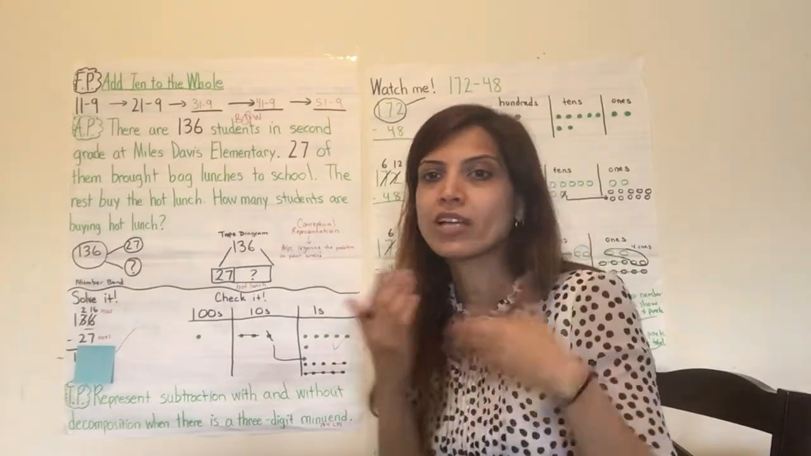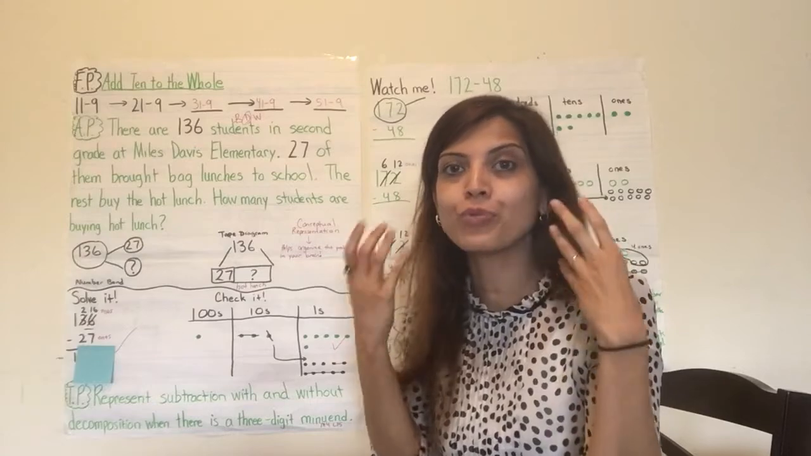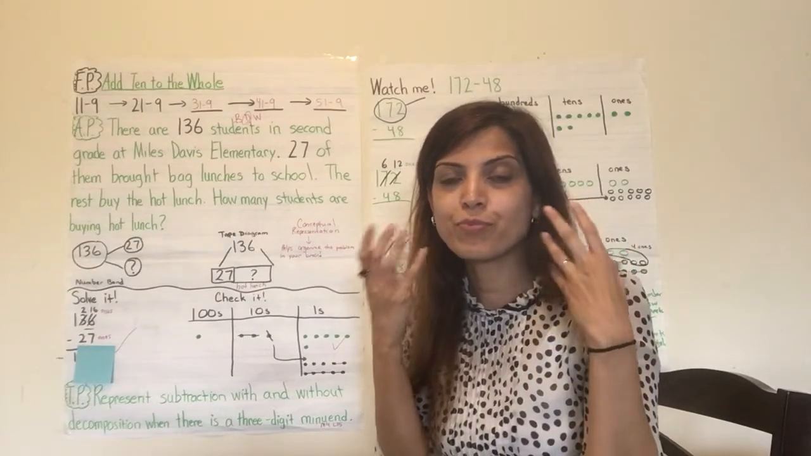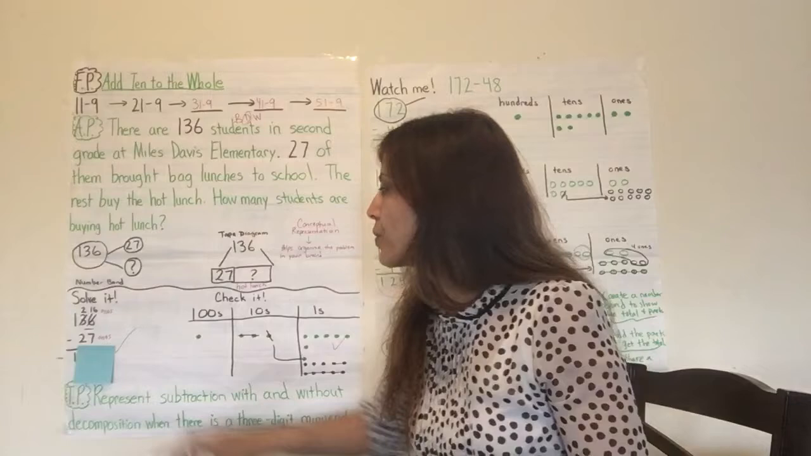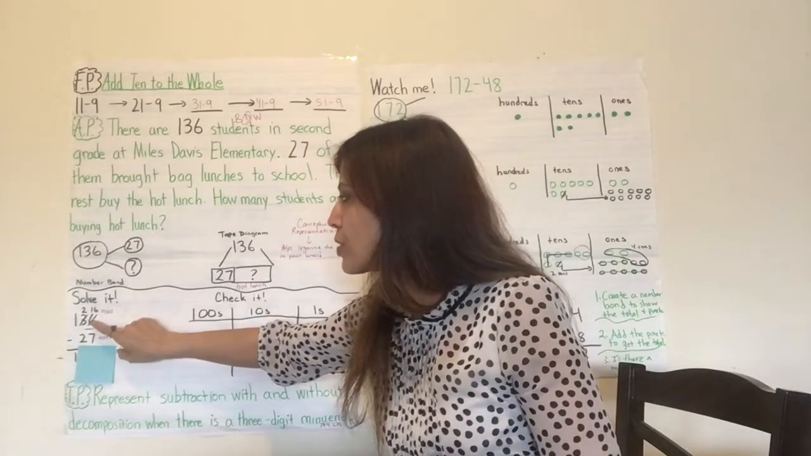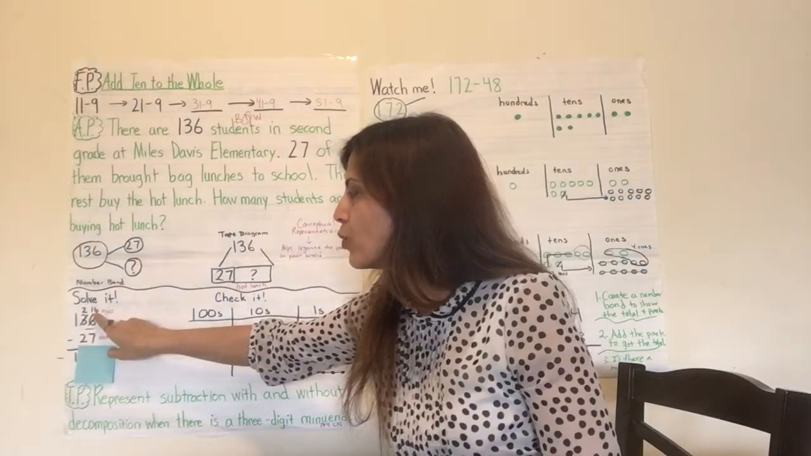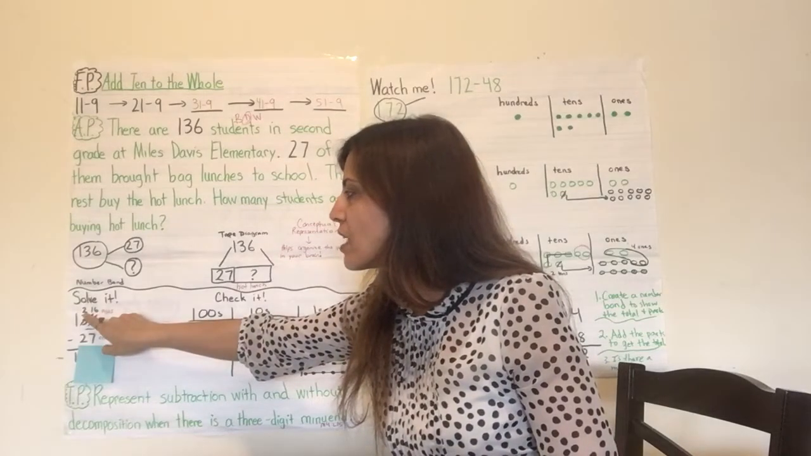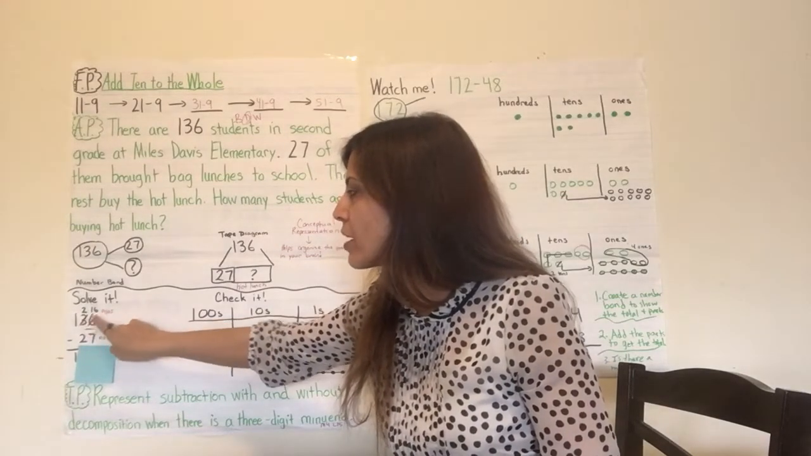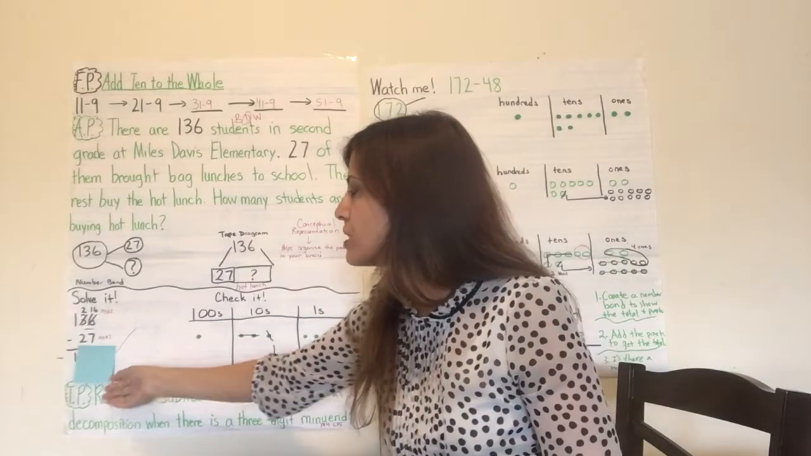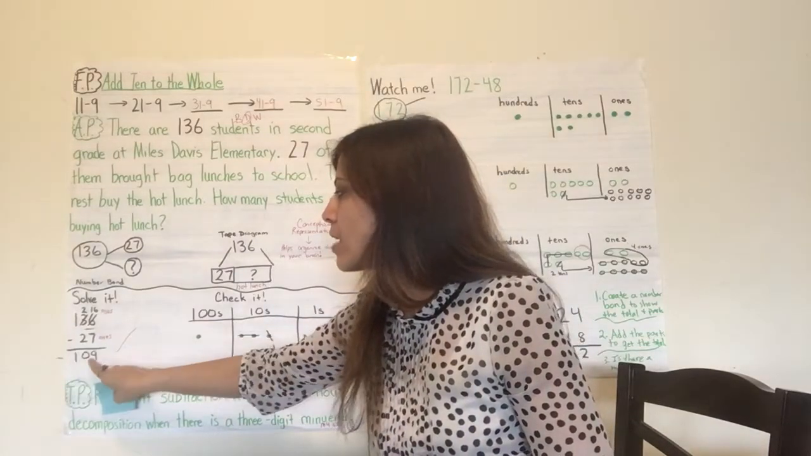You can use whatever strategy, whatever technique to help you understand this process. So I have 6 ones. Okay, I'm going to unbundle that. 3 tens. So I'm going to take 1 ten from there, and this turns into 16 ones. Now I have 2 tens left over because I took 1 ten from there. 16 ones minus 7 ones, 9 ones.